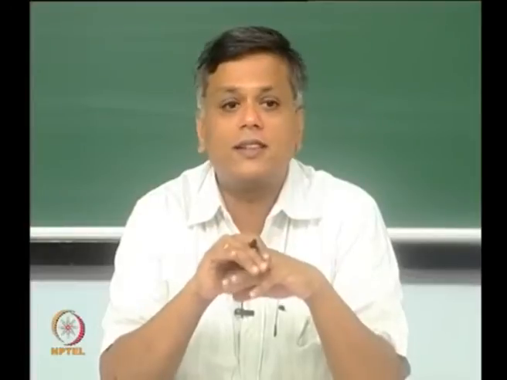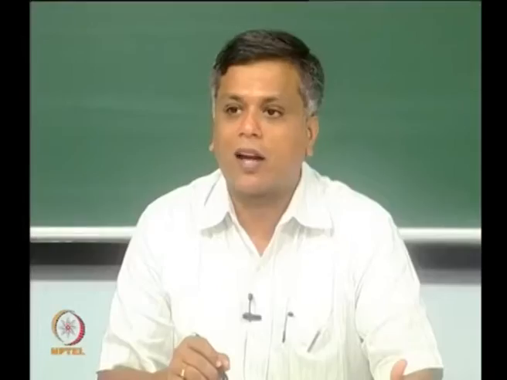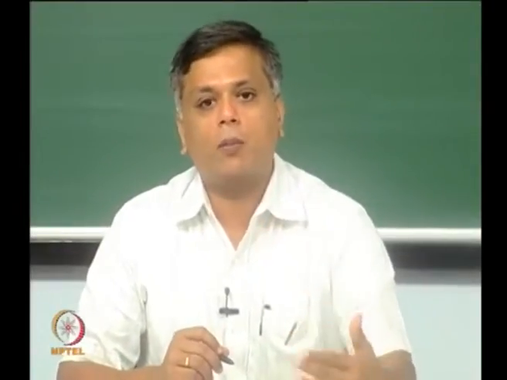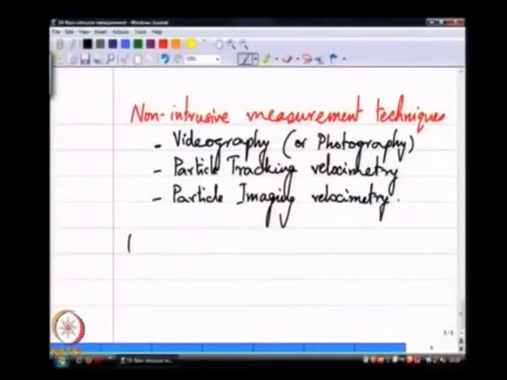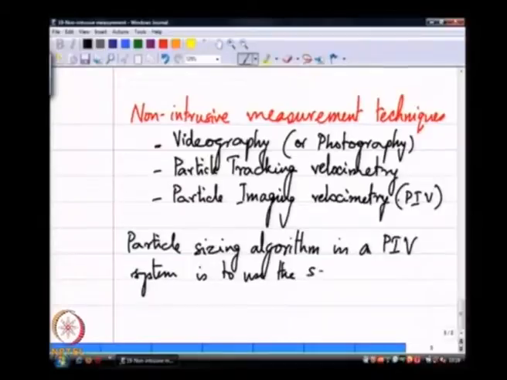But for the specific case of a spray, we are also interested in size. So, there are techniques, there are algorithms that have been developed to sort of ride upon particle imaging velocimetry algorithms to give us both size and velocity information. So, one very simple particle sizing algorithm in a PIV system is to use the scattered light intensity.